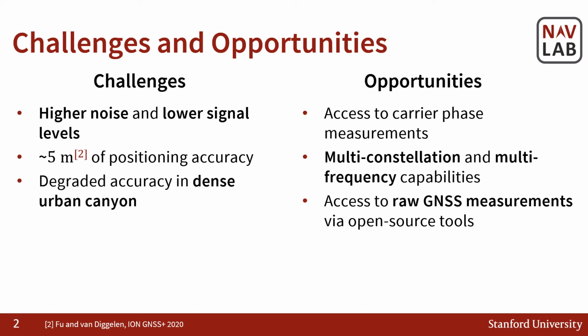First, we have access to carrier phase measurements since the introduction of the new API in 2016. We also have access to multi-constellation and multi-frequency capabilities. And lastly, we have access to raw GNSS measurements via open source tools.